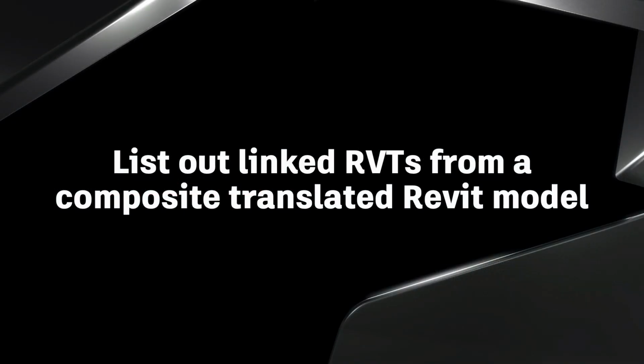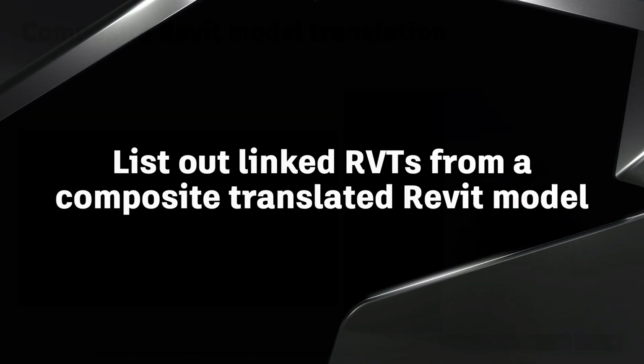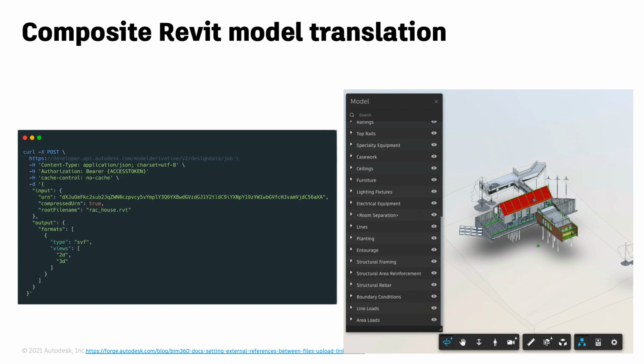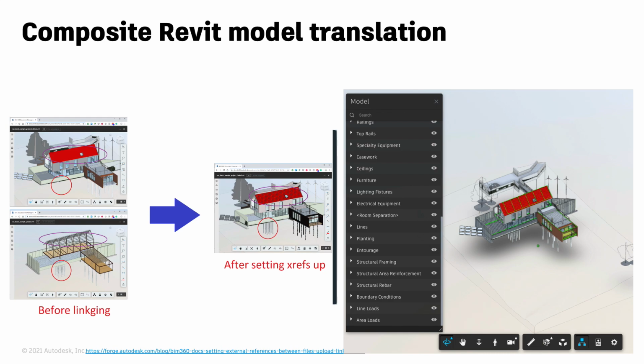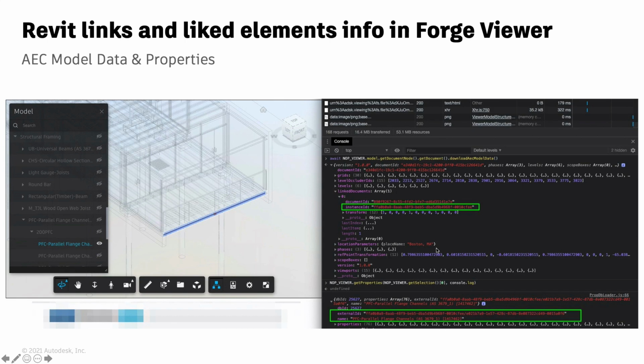And now we'll discuss how to list Revit link info from a composite Revit model. No matter the way we translate the composite Revit model, by zip or by the Revit Bim 360 links feature, the model object structure, host and the links, will be flattened and mixed with the host, like this on the right side. So if we want to know which object is from the linked Revit model, we can take advantage of the AEC model data and the object's external ID.